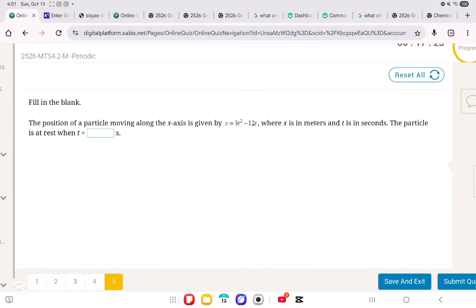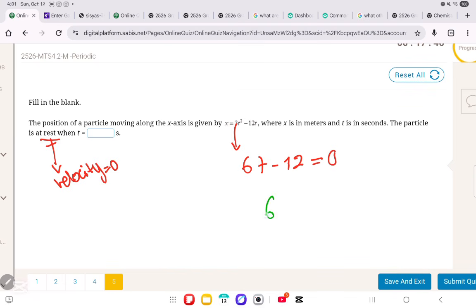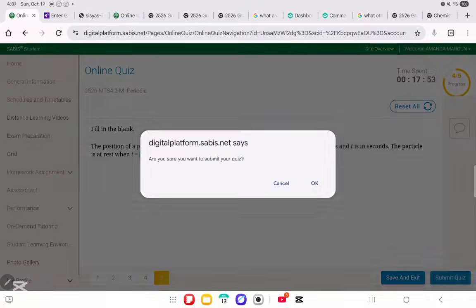The position of a particle moving along the x-axis is denoted by this. They want when the particle is at rest. So when the particle is at rest, this means that velocity is equal to 0. So what we're gonna need to do is find the equation of velocity by taking the derivative, so 6t minus 12, and we'll make it equal to 0. So 6t is equal to 12, t is equal to 2 seconds. That means the time is 2 seconds.